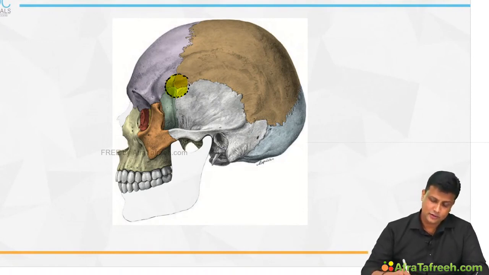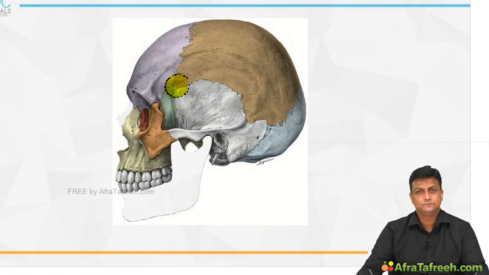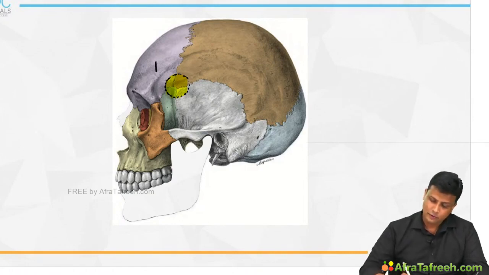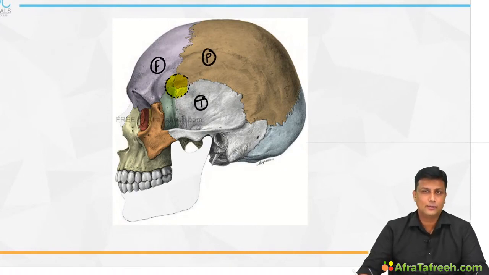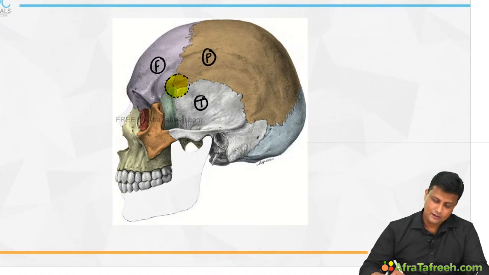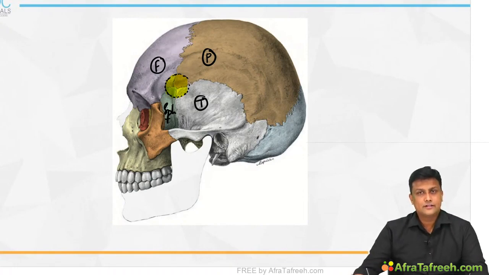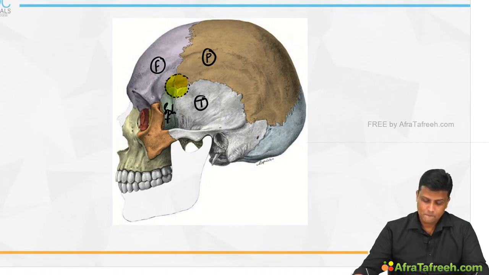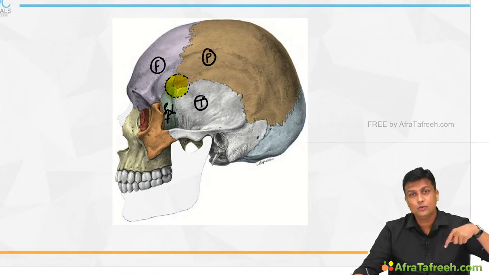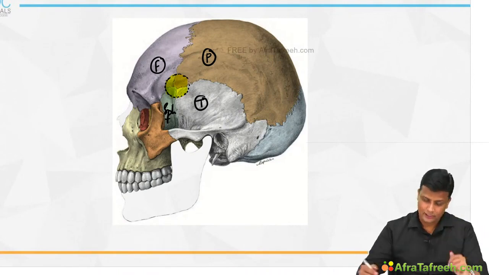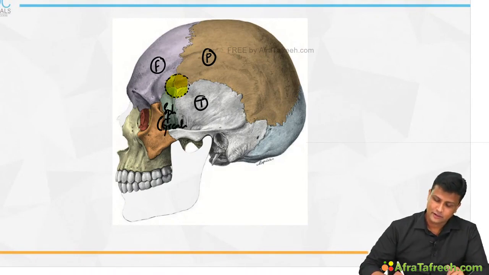First of all, this H-shaped suture, your pterion, is formed by 4 bones. Number 1, the frontal bone. Number 2, the parietal bone. Then the temporal bone, the squamous part of the temporal bone. And then the sphenoid bone, that is the greater wing of the sphenoid. Please keep that in mind: the greater wing of the sphenoid is the one which forms the pterion.